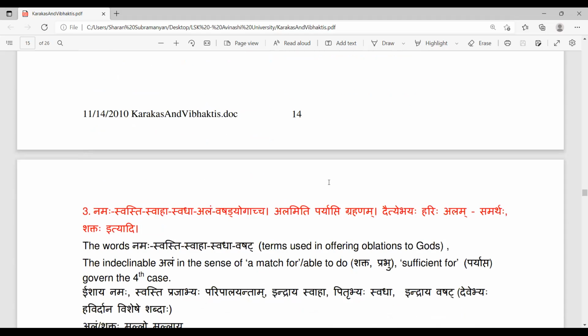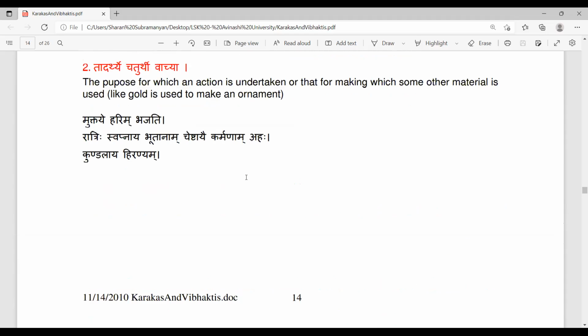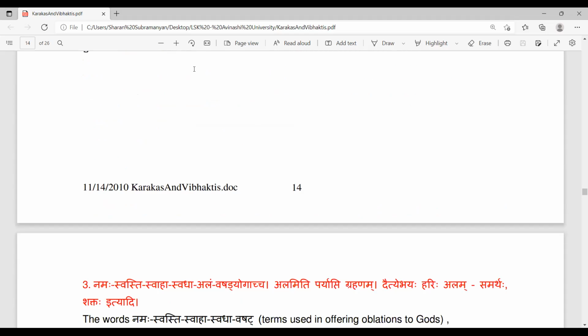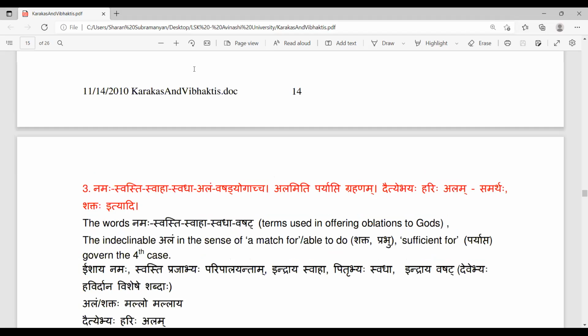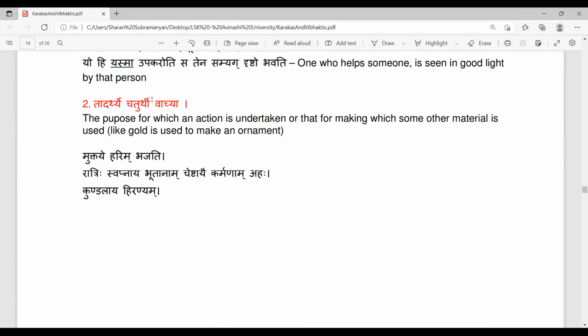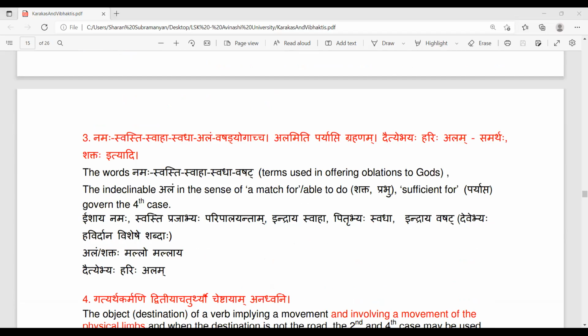Similarly, the next one: Namaha Swasti Swaha Swadam Alam Vashat Yoga Cha. These words govern Chaturthi Vibhakti. In which section are these sutras found? They are found in the Vibhakti section, not in the Karaka section. This is not Karaka Vibhakti; these are non-Karaka Vibhakti, meaning other than Karaka. Tadarthe Chaturthi, as well as Namaha Swasti, these are all Upapada Vibhakti.